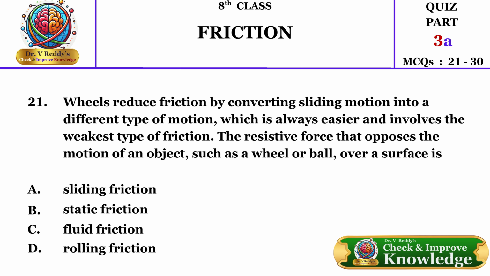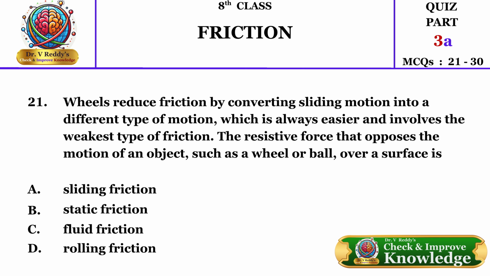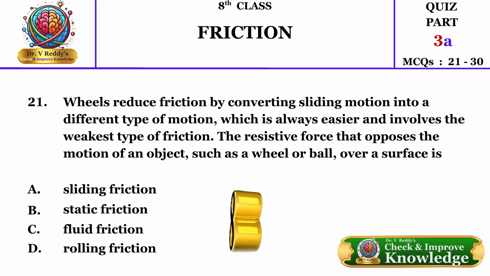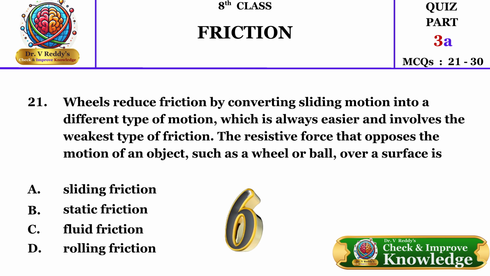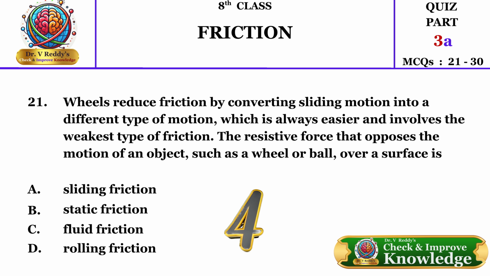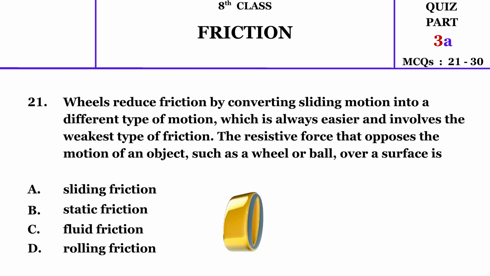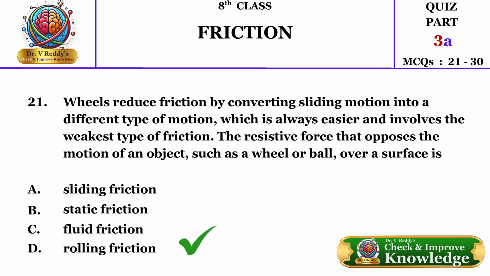21. Wheels reduce friction by converting sliding motion into a different type of motion, which is always easier and involves the weakest type of friction. The resistive force that opposes the motion of an object, such as a wheel or ball, over a surface is D. Rolling friction.